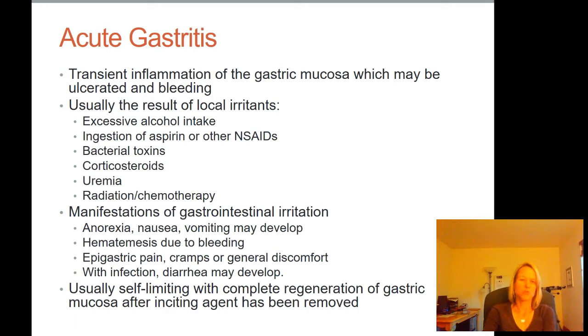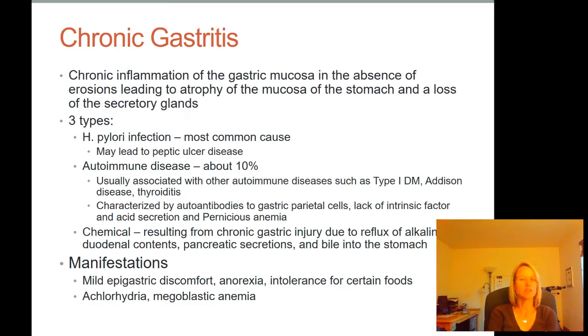This is usually self-limiting, and we get complete regeneration of the gastric mucosa after the inciting agent has been removed. Chronic gastritis is where we have chronic inflammation of the gastric mucosa, but in the absence of erosions. Chronic gastritis leads to atrophy of the mucosa of the stomach and a loss of the secretory glands. There are three causes. One, due to H. pylori infections. This is the most common cause, and this can eventually lead to peptic ulcer disease.